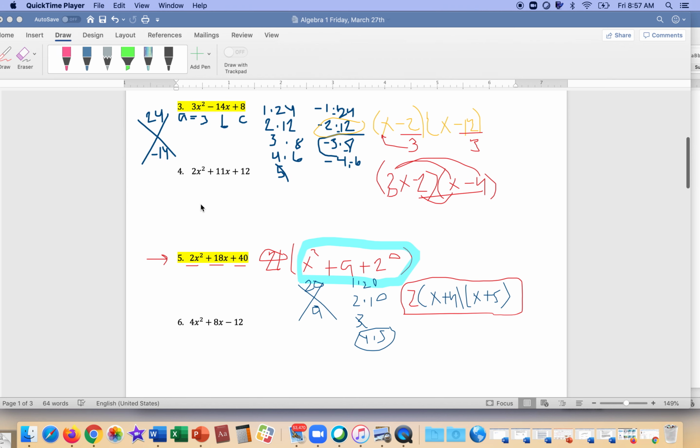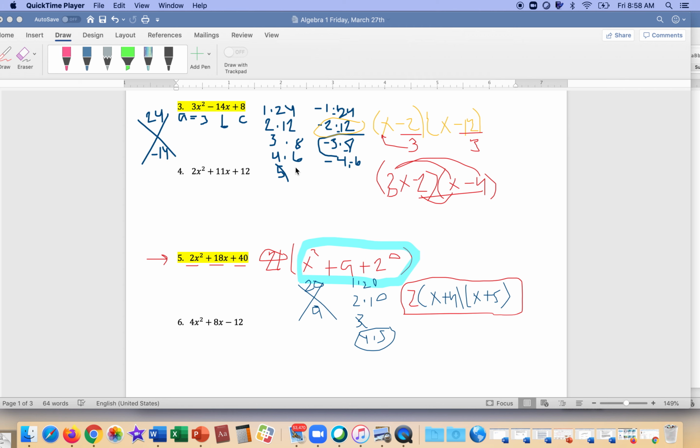Okay, for this next one, we're looking for combos that multiply to A, 3, times C, 8, which is positive 24. That add to B, negative 14. So I first make a list of all positive values that multiply to 24. And since there's a negative in there, I know there's got to be some negatives in my answer. So 1 times 24 is 24, 2 times 12 is 24, 3 times 8 is 24, 4 times 6 is 24, 5 times no integer, so I cross it off, right, because there's a decimal.